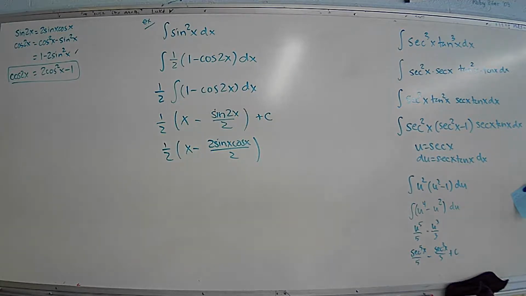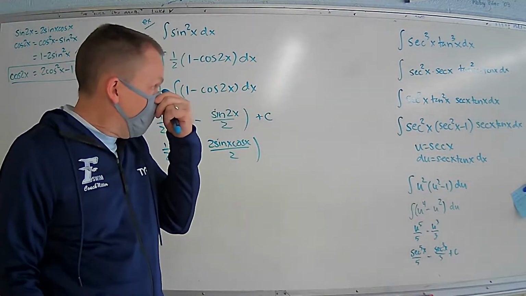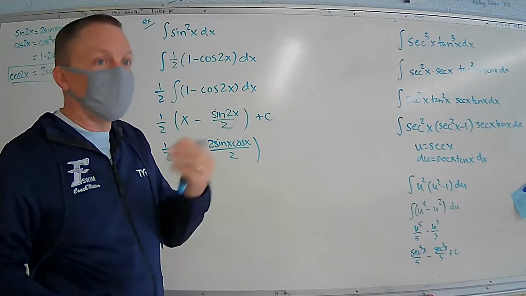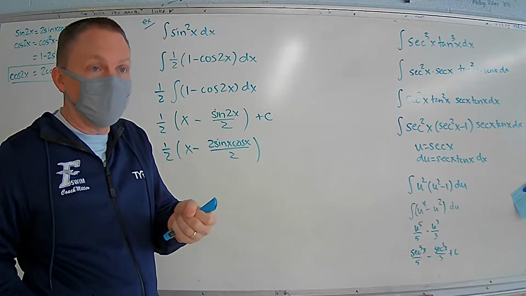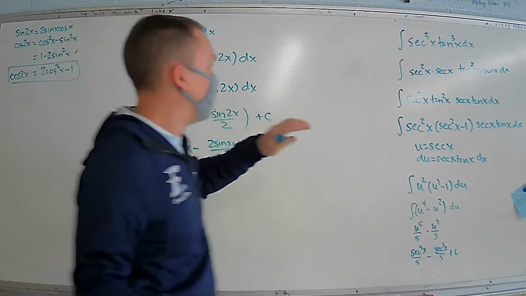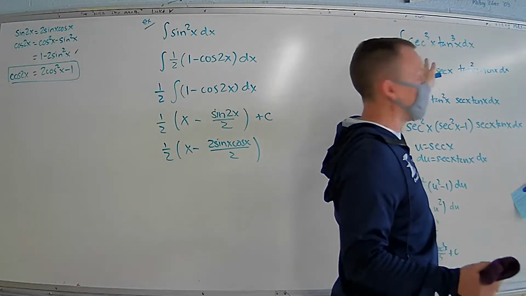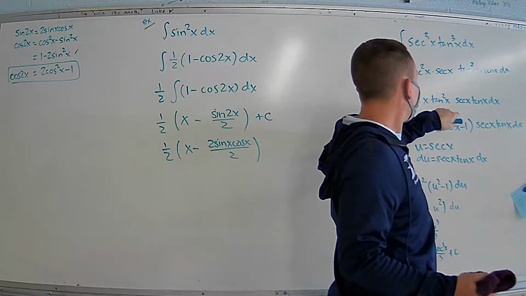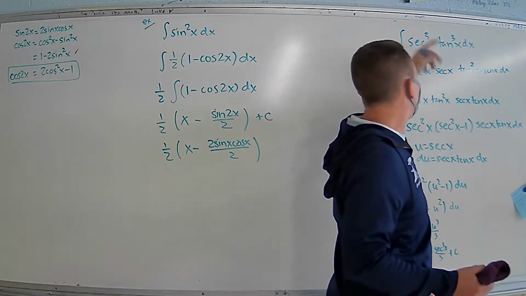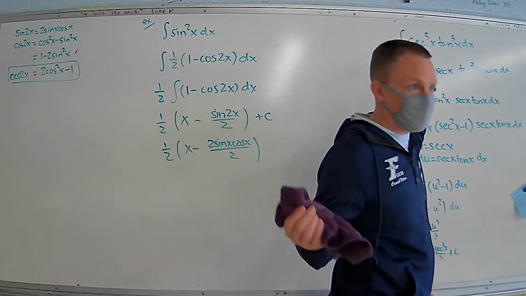Part of doing this by parts, you got to let u equal something you can differentiate easily, right? And dv equals something you can anti-differentiate easily. Well, the problem with parts here is when I start to rewrite this, let's say you just chose u as secant cubed and dv as tangent cubed. Well, you don't know the antiderivative of that, so you can't do that.